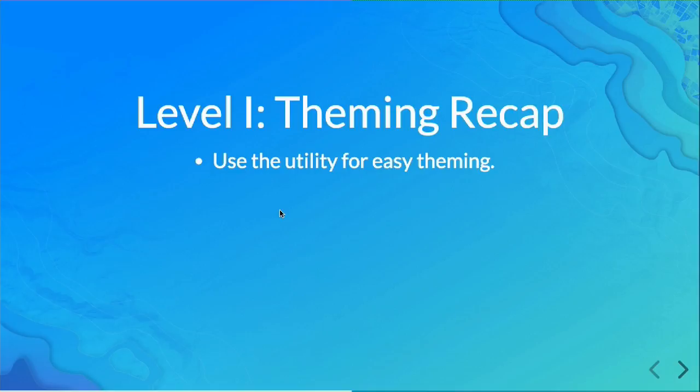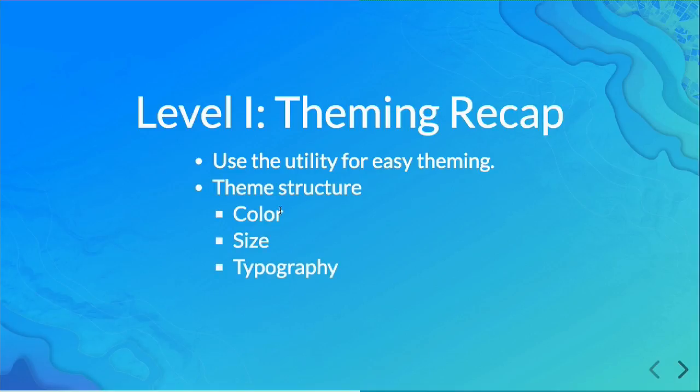So to recap, you can use the utility to easily create a theme. The theme is structured around color, size, and typography. You basically just look at the core variables and then overwrite them, and try to avoid writing a bunch of CSS classes or selectors, if at all possible.